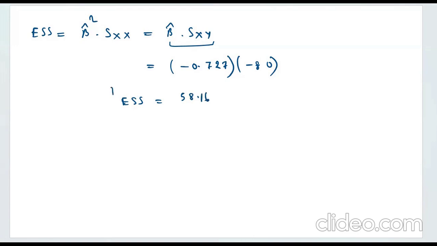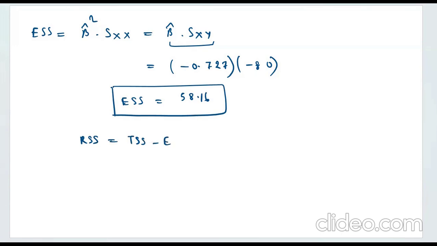58.16, right? Okay. So what is RSS now? RSS is TSS minus ESS. If you subtract, you will get 35.84.